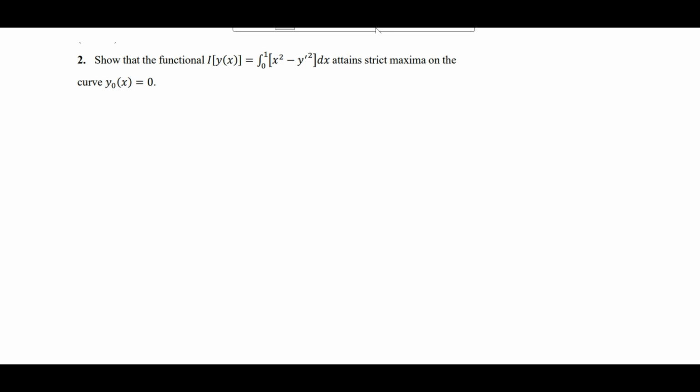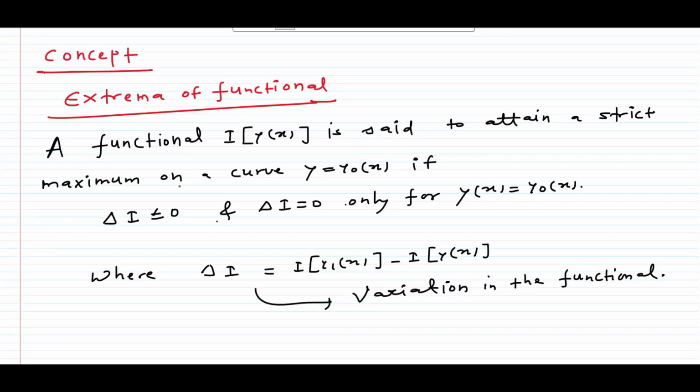So now here we need to show that the given functional attains a strict maximum on the curve y naught of x equal to 0. Before proving this statement, we have to clarify the concept. So let us clarify the concept of extrema of the functional.